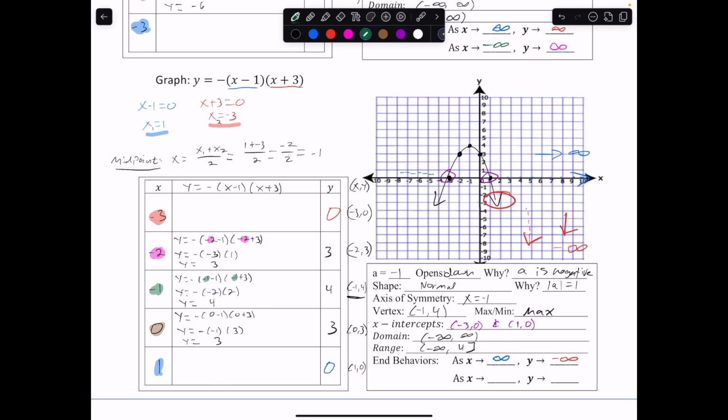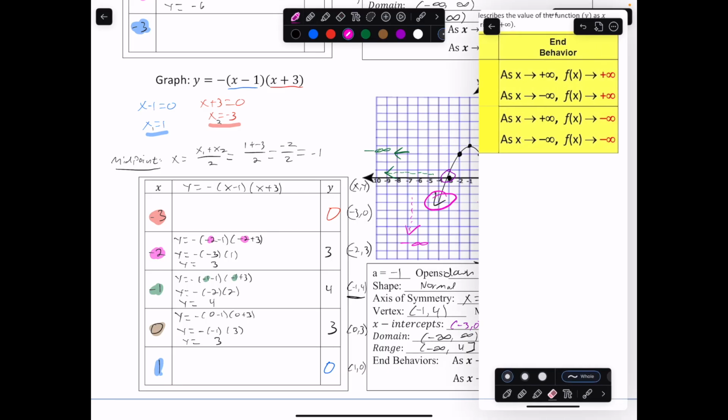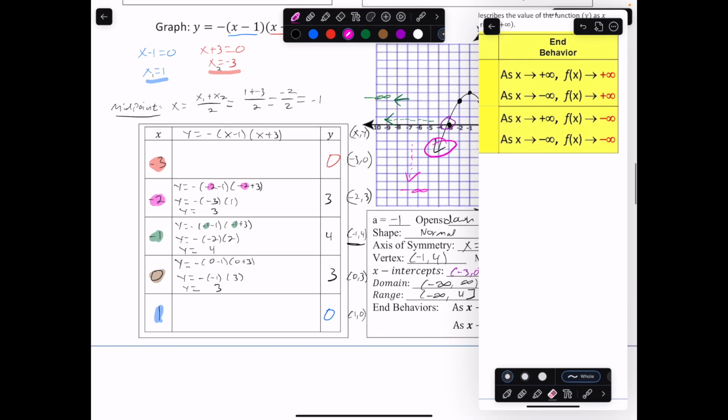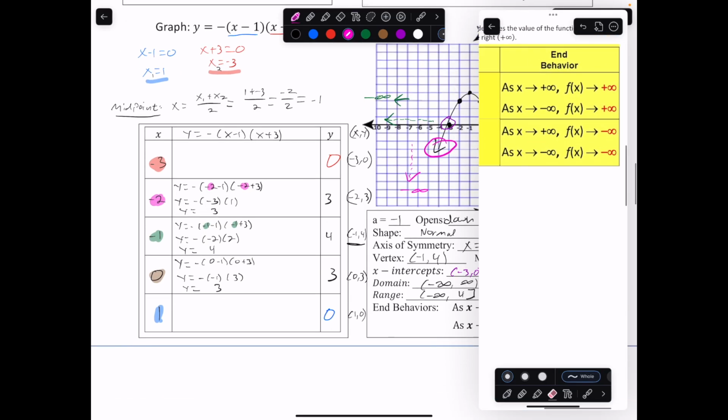So as we go to the left forever, we get to -infinity. We want to know what's going on on this side of the graph. Well, hey, this is going down forever. So down forever, that is -infinity. So as x approaches -infinity, y approaches -infinity. And that's exactly what our end behavior for any graph that opens down will be.